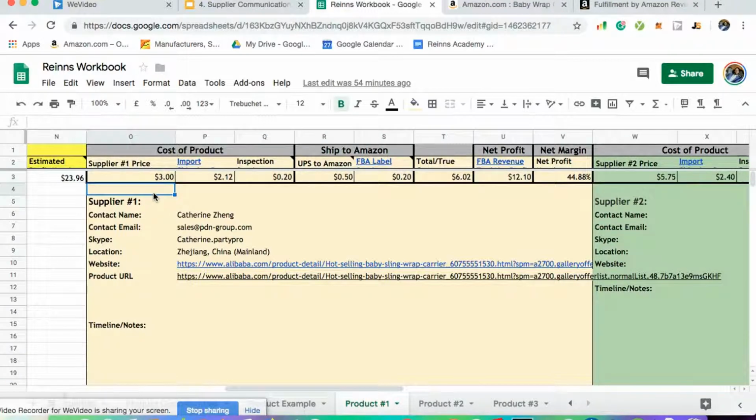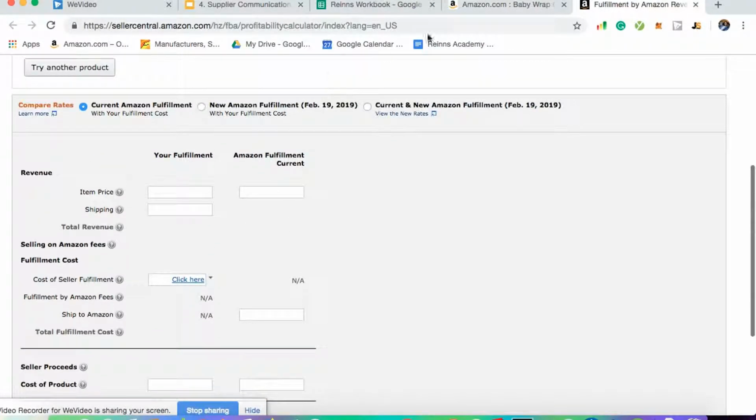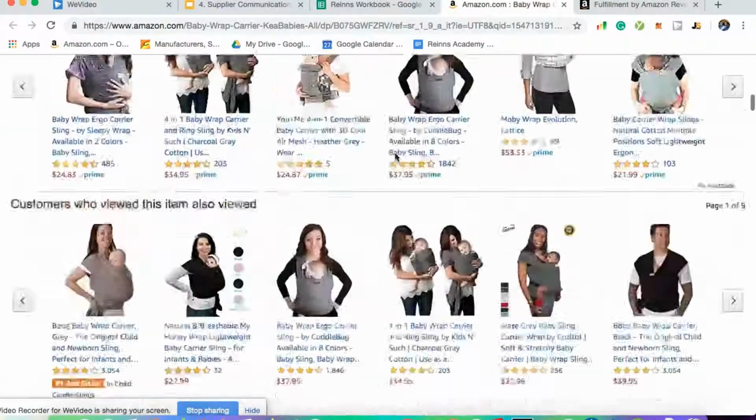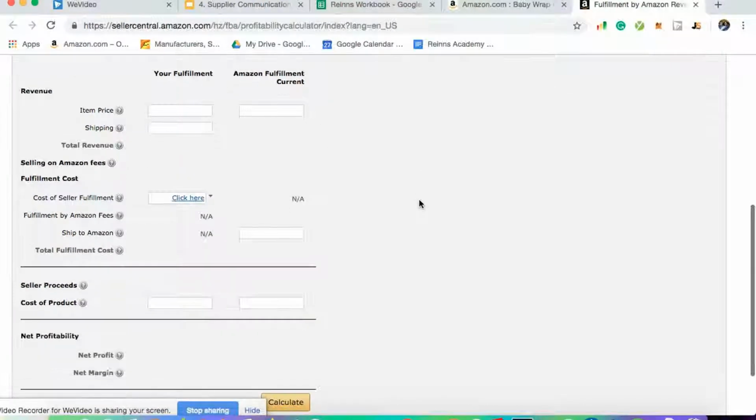Okay, so let me just open, here it is, and then see how you're going to use it. Now for example, let's come back here. I told you that this product is going for around 26.96. So definitely this is what you're going to put here, 26.96. And remember, we are dealing with the Amazon fulfillment.